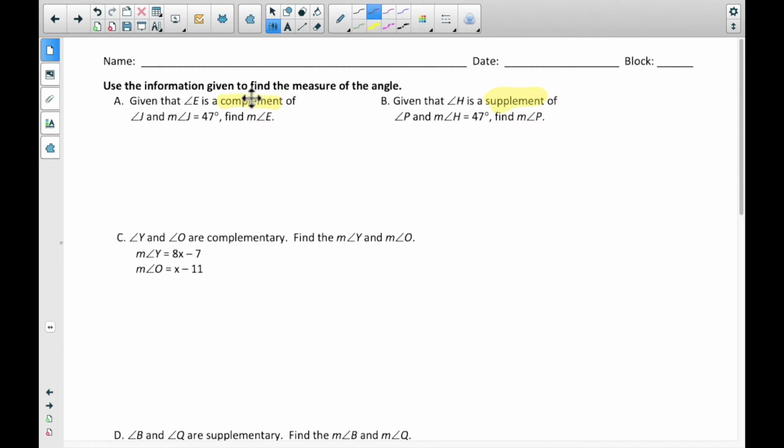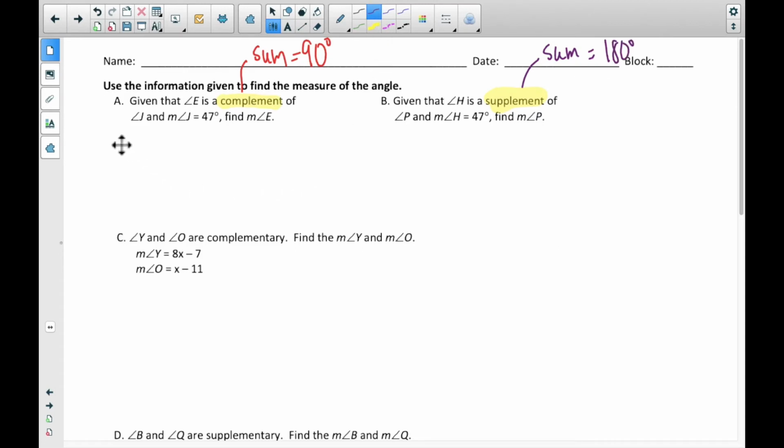And so if they're complementary, that means their sum, would that be 90 or 180? It's going to be 90. Remember, the smaller letter is a smaller number, whereas the supplement, the sum is 180.